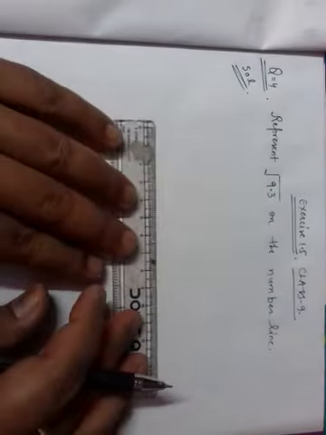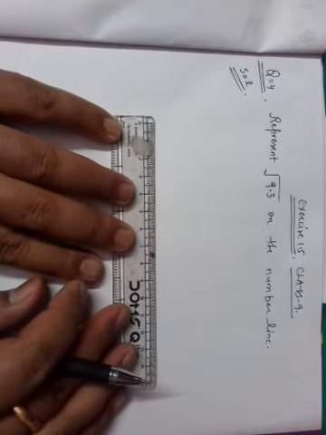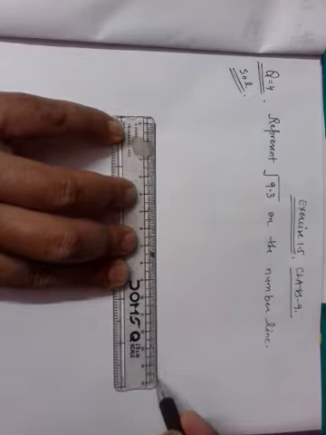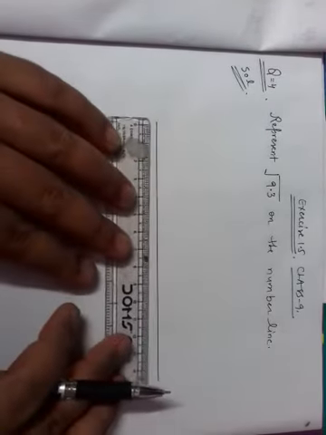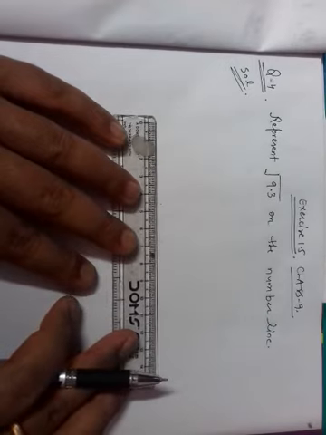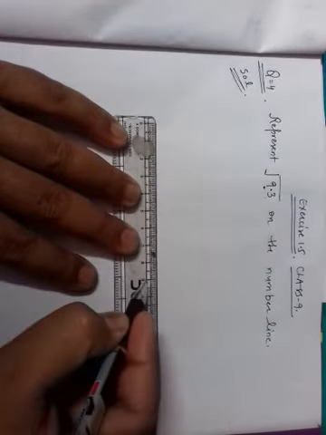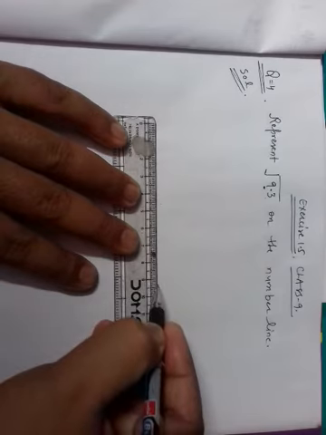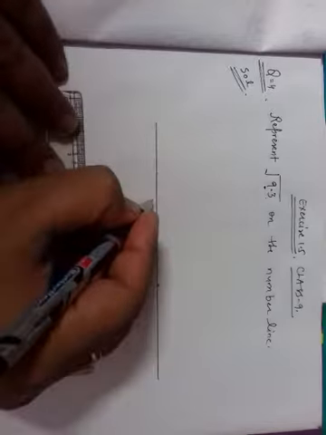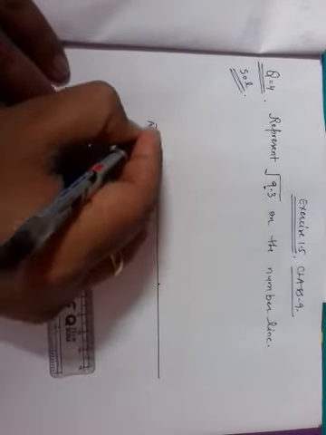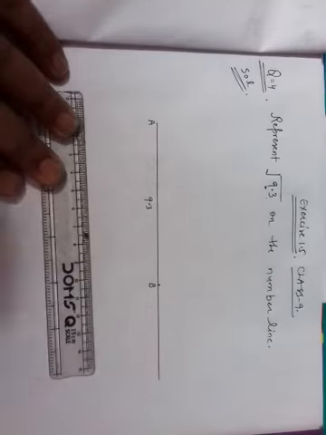First we will draw a line. एक लाइन हमने ड्रॉ कर ली. Now on this line we will take the 9.3 which is given. 9 is here, 9.3 is here. So this is the 9.3 centimeter. This point is A, this point is B.